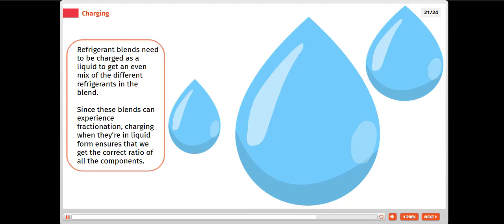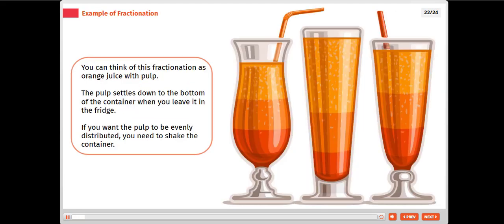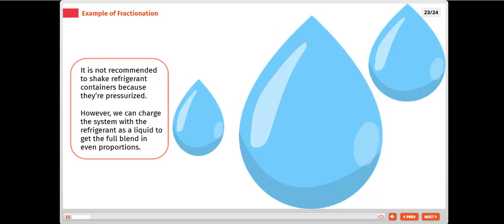You can think of this fractionation as orange juice with pulp. The pulp settles down to the bottom of the container when you leave it in the fridge. If you want the pulp to be evenly distributed, you need to shake the container. It is not recommended to shake refrigerant containers because they're pressurized. However, we can charge the system with the refrigerant as a liquid to get the full blend in even proportions. In this module, we discuss the properties of different refrigerant blends.